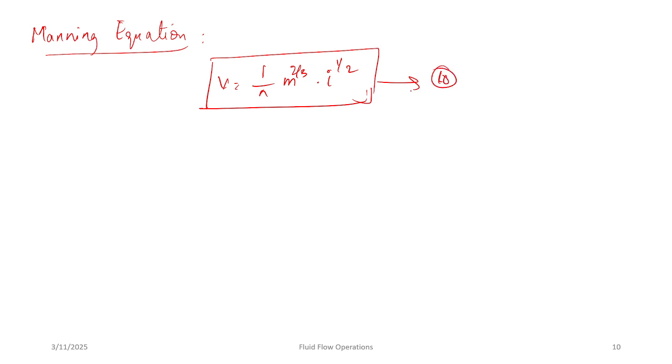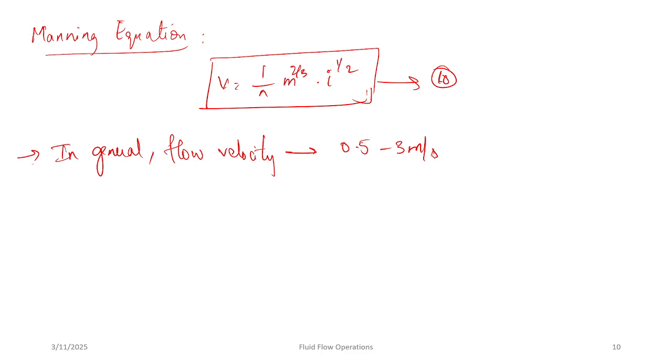Okay. So in general, most of the cases, flow velocity will be between 0.5 to 3 meter per second in an open channel. Flow velocity will vary from 0.5 to 3 meter per second. And so using this velocity, you can also calculate the discharge as well or the flow rate as well.